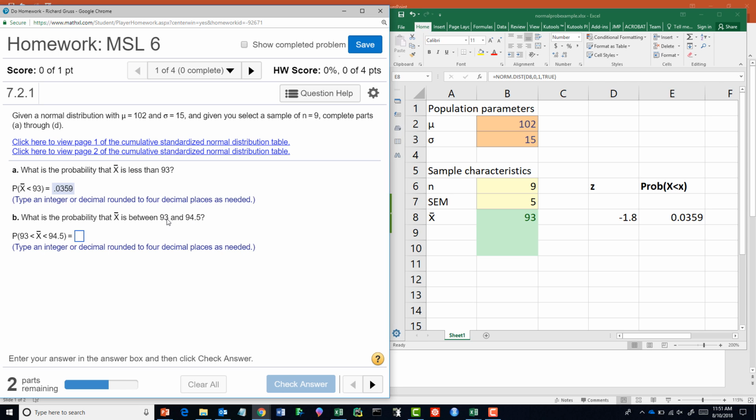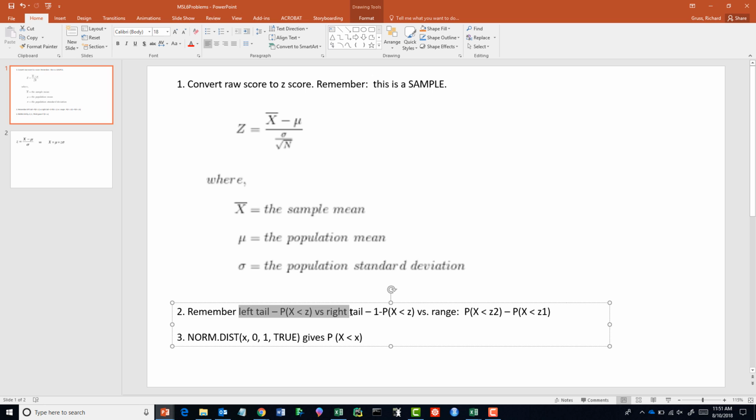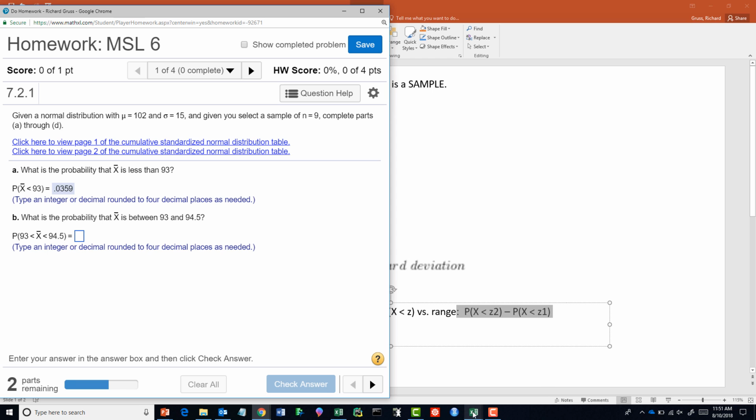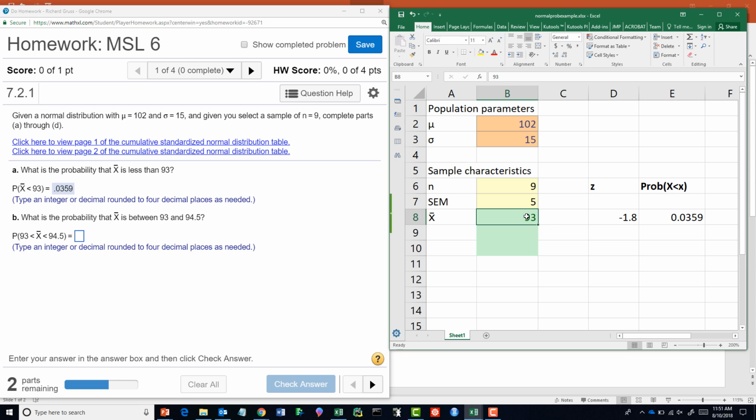Okay, so what's the probability that x bar is between 93 and 94.5? Okay, so remember that if we're looking for the probability of a value falling between two numbers, then we need to take the probability of the larger one and subtract the probability of the smaller one. So let's do that. Okay. All right, so we've already calculated 93, so that's going to be here. And we need to figure out what's the z-score of 94.5. Okay. So converting this to z, it's going to be equal to this minus population mean. And once again, don't forget the parens.